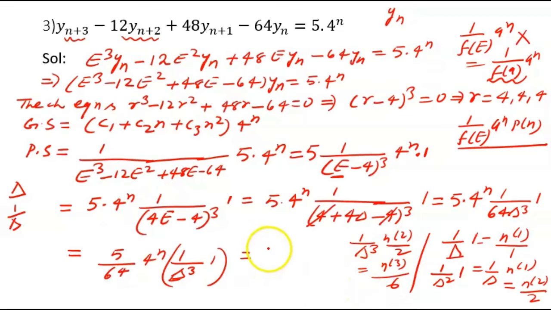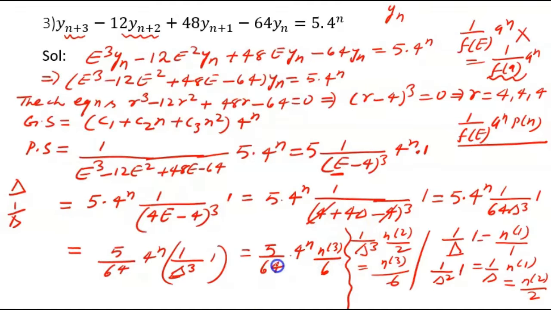So here we are getting 5 by 64 into 4 to the power n, and 1 by delta cube of 1, which I have explained is n cube by 6. Yes or no? So this is my answer, but usually we don't leave the answer in this form, so we can simplify it further. I can write 5 by, and you can multiply 6 into 64, whatever you get you can write, and 4 to the power n, and n cube is equal to n into n minus 1 into n minus 2.